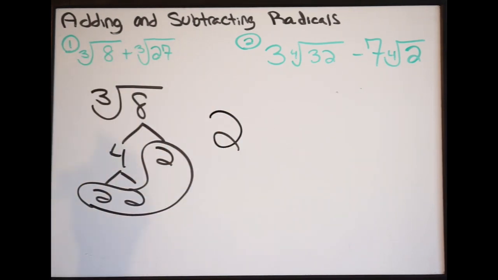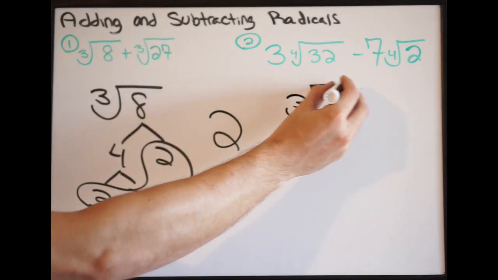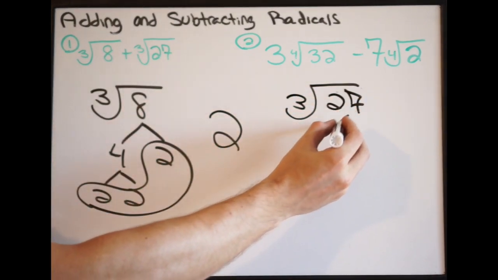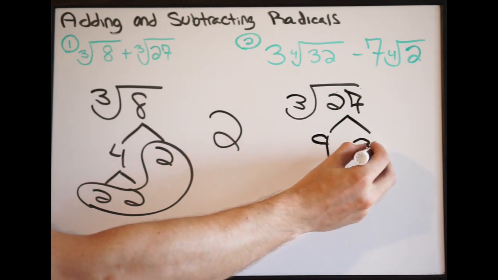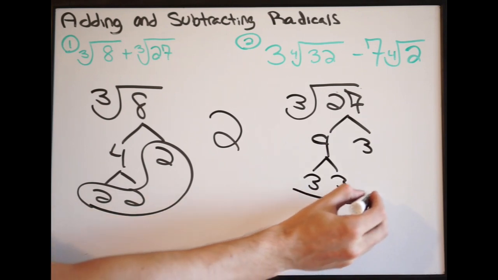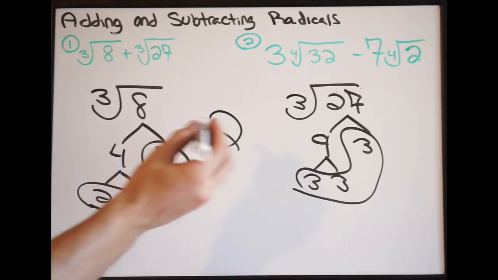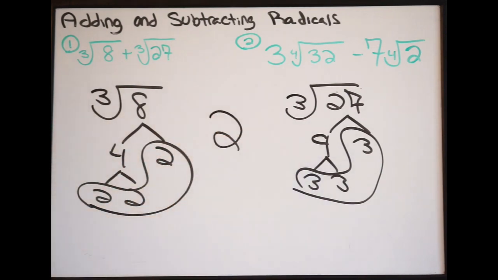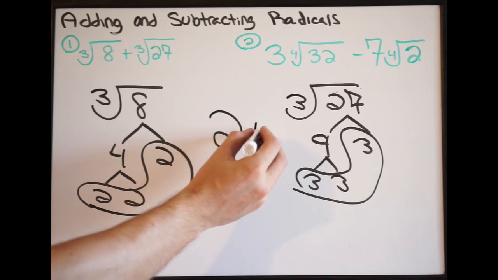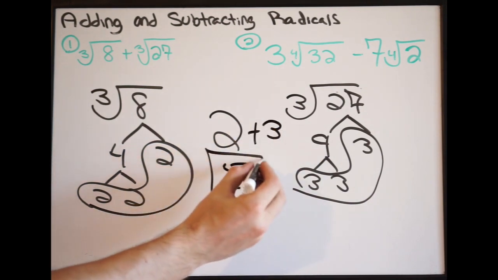That's it. Let's look at this, the cubed root of 27. So just using prime factorization, we can do 9 and 3, and 3 and 3. So again, here I have 3 3's. Again, that matches up with my index, which is 3, so I can pull a 3 out. So the cubed root of 27 is simply just going to be 3. So it's 2 plus 3. So my final answer here is just going to be 5.